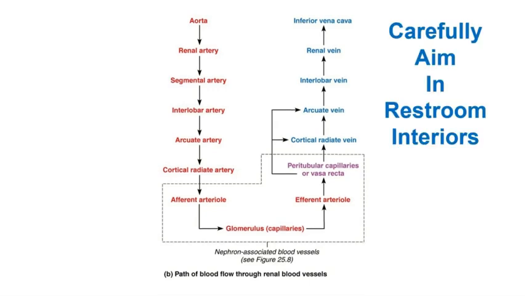Carefully aim in restroom interiors. Notice that it is backwards from this chart, but what this saying is doing is giving you the names of the blood vessels in the direction of blood flow. So we start with the cortical radiate veins, which become the arcuate veins, which become the interlobar veins, which become the renal veins, finally draining into the inferior vena cava.